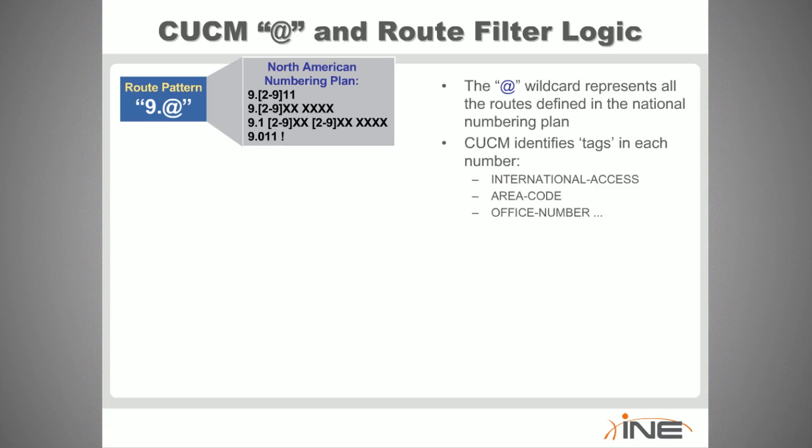Looking at the third pattern, that's the 9.1, and then the first 2 through 9 indicates the area code. And that's where we see CUCM identifies the tag as that area code. International access, that's the 011 as part of the fourth pattern. So these are the different tags that map to the various parts of the numbering plan. And again, if you Bing or Google the North American Numbering Plan, or just NANP, you will see how these tags are actually set up. CCM route filters call these tags with the proper ITU-T E.164 naming convention.